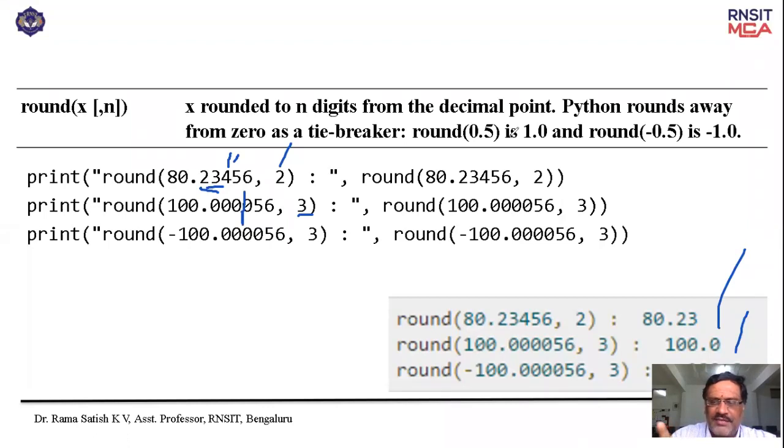It acts like the floor function if it is less than 0.5. So that is what you have to understand with respect to round. Round is one of the very important mathematical functions when you are doing approximations in data science and statistics. Definitely it will come. Okay, so let us move further.